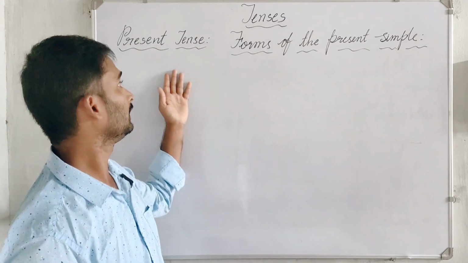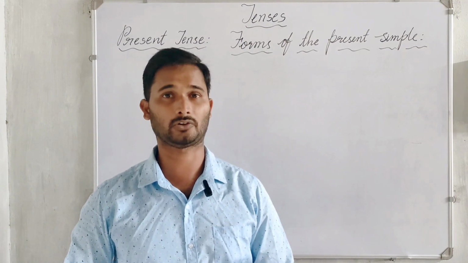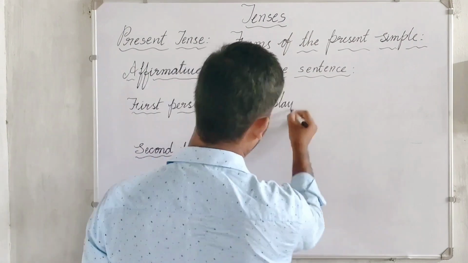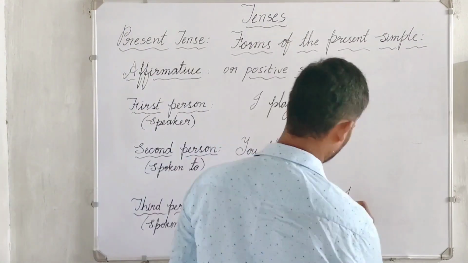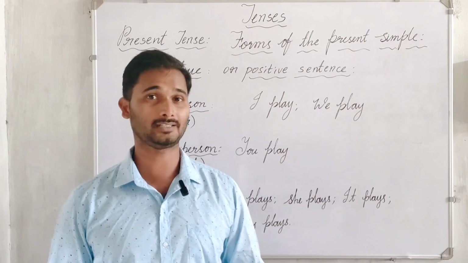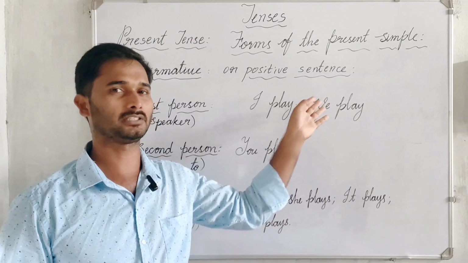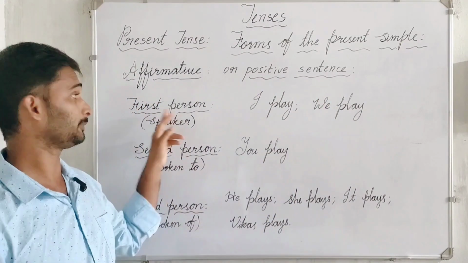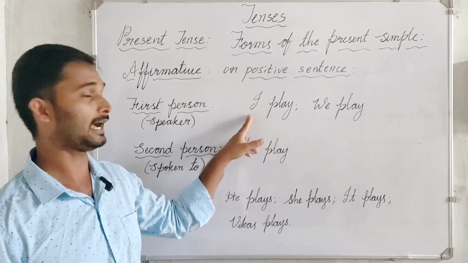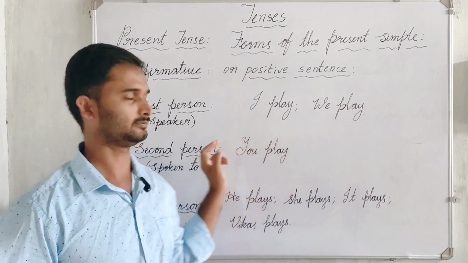First, we are going to learn the simple present tense, or we also call it present indefinite tense. Let us learn the present indefinite tense, or we also call it present simple tense. Affirmative, or we also call it a positive sentence. First person, we also call it speaker. Some examples: I play, we play.